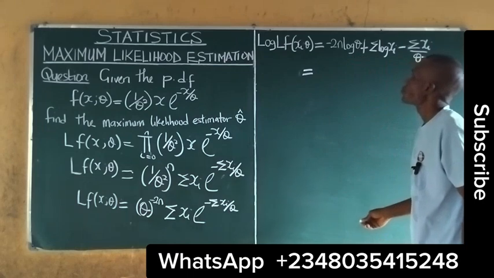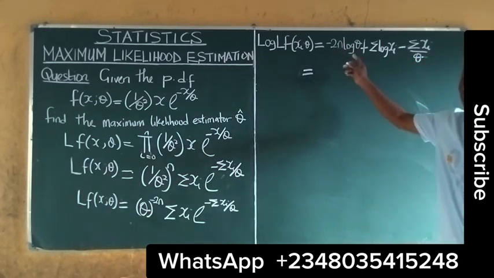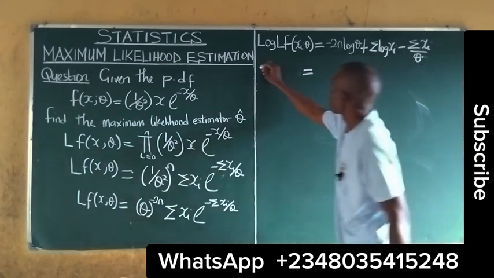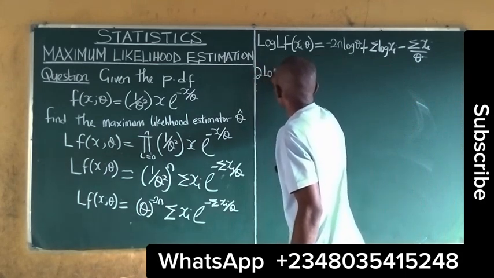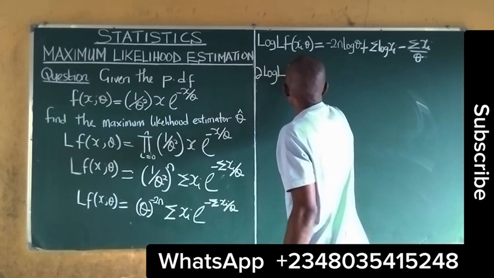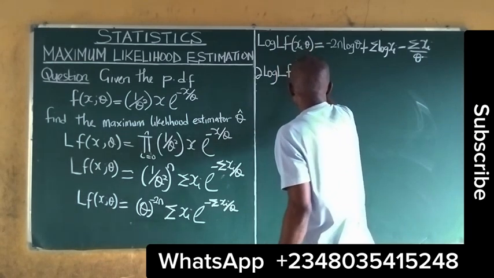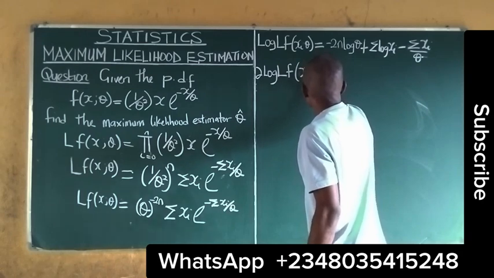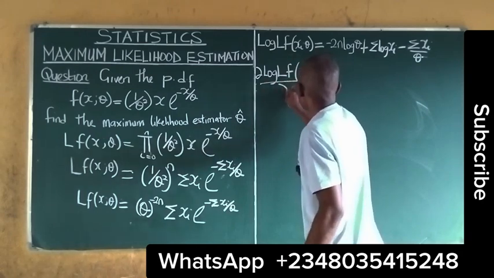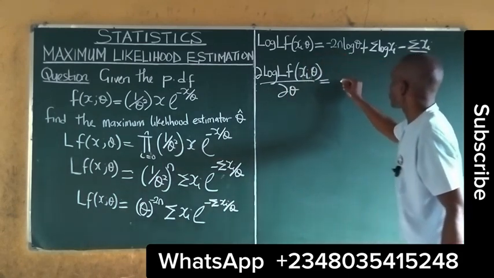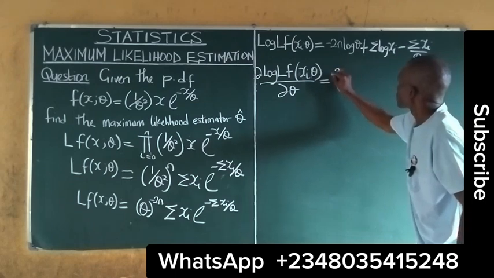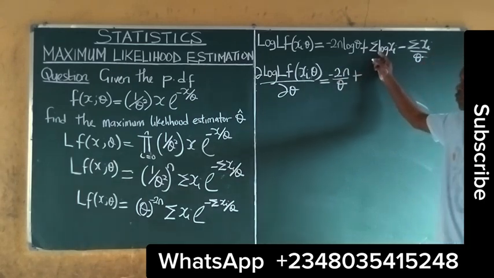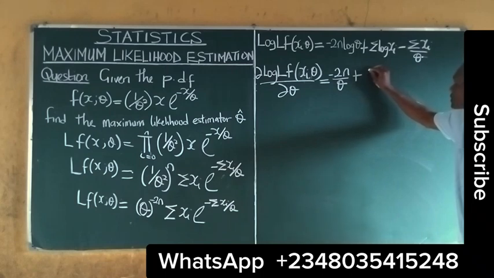The next thing to do is to take the differential with respect to theta. So we differentiate with respect to theta after taking the log. If we differentiate this function, log f of xi, theta, all over d theta, we get negative 2n all over theta plus, if we differentiate this function with respect to theta, we get 0.